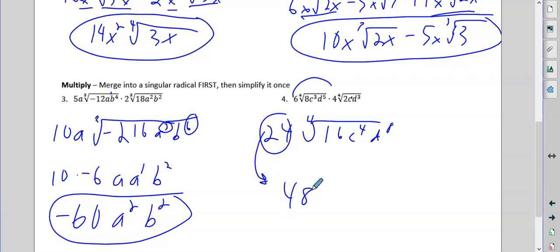And then 4 divided by 4 is 1 group of c's. 8 divided by 4 is 2. 2 groups of d's. And look, everything's out. There is no radical left.